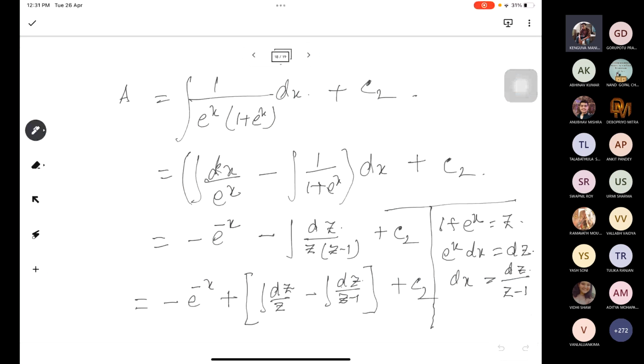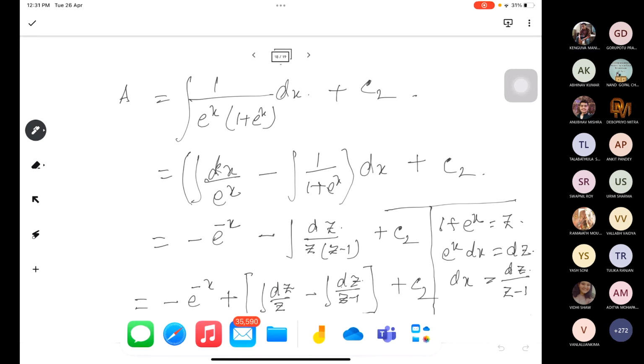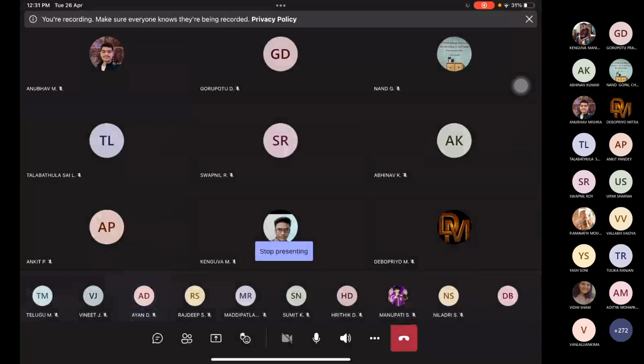Plus some constant. What is happening here? Who is doing these things?